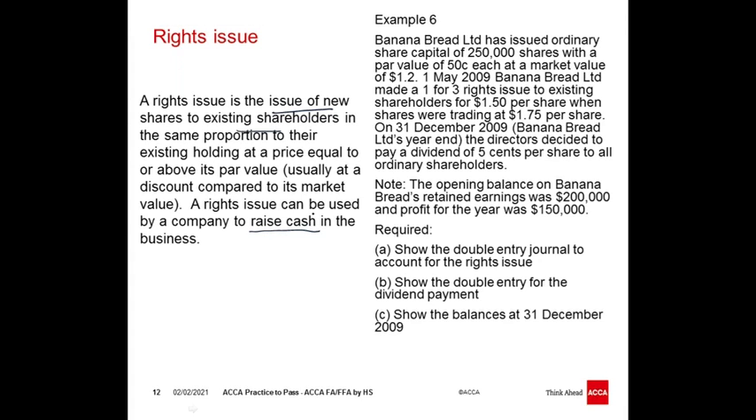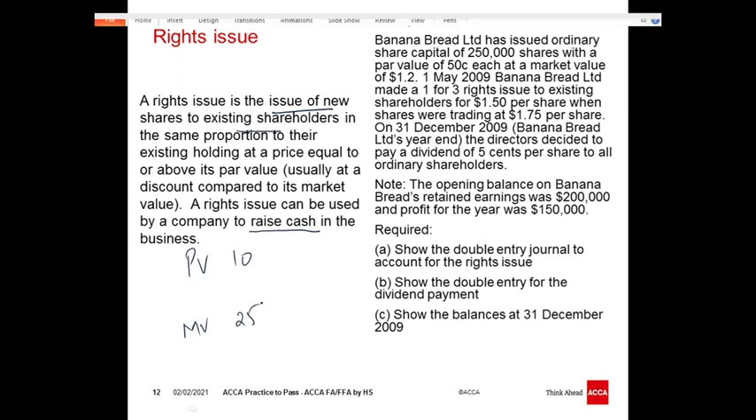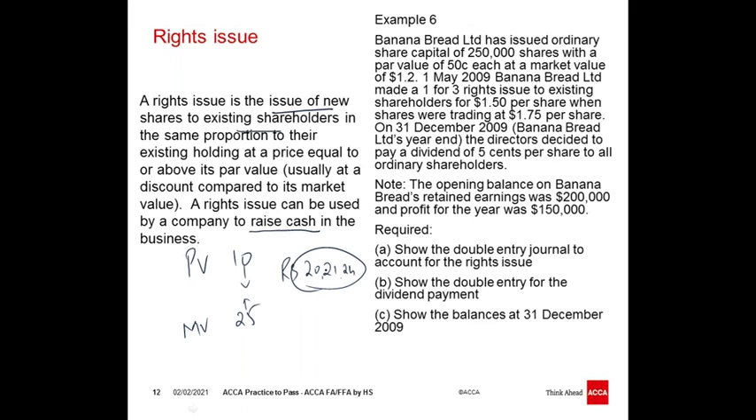So the basic difference between the bonus shares and the right share is that bonus shares are free for the existing shareholders, and right shares are issued against cash consideration, but at a discounted value. Suppose the par value is $10 and the market value is $25. The company issues the right shares in between these two prices, which might be $20, $21, $24. It should be lower than the market value but above the par value. So actually, we issue discounted shares to the existing shareholder. This is right share.